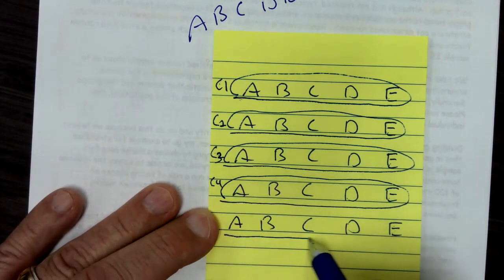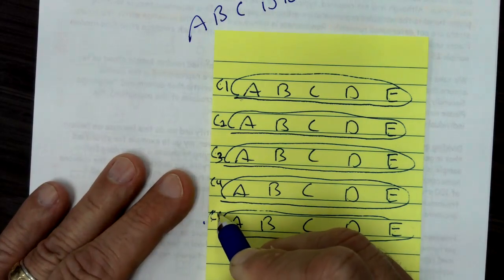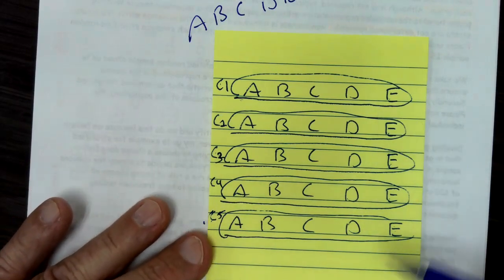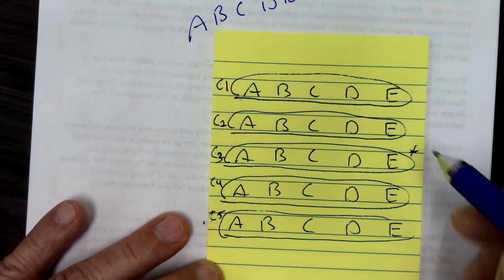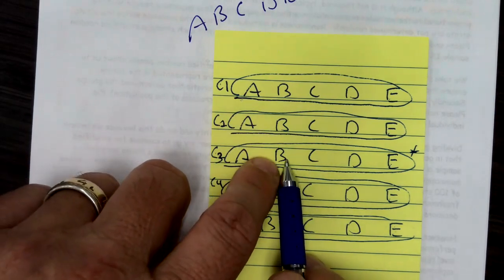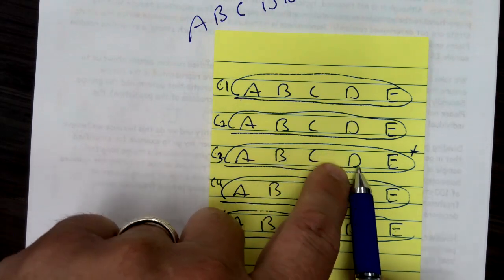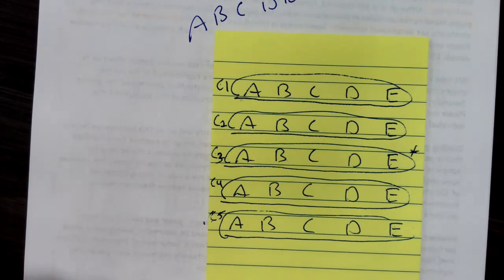All right. So I have it broken down into clusters this way. Now I would randomly select one of the 5 clusters. Let's just say I selected cluster 3. If I selected cluster 3, then I'd go survey A, survey B, survey C, survey D, and survey E. So that would be a cluster sample.